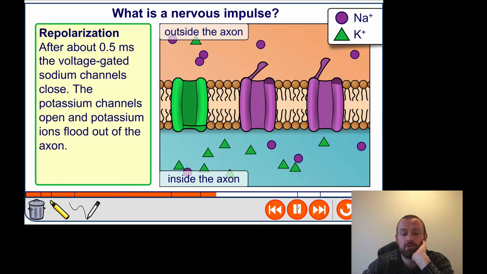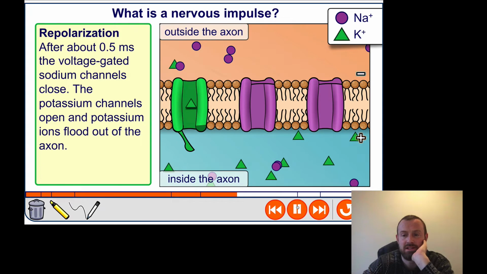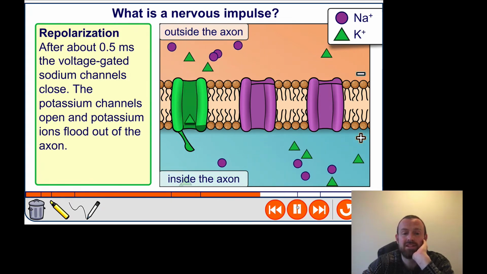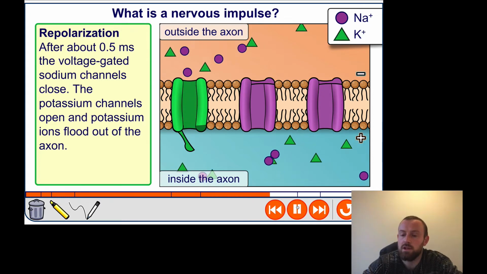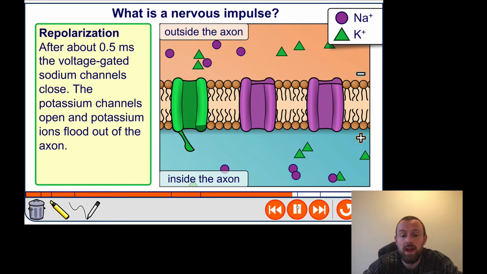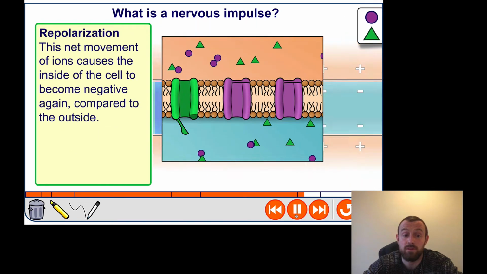Now, after about 0.5 milliseconds, the channels close. They have a timer mechanism, basically. So they close after a brief period of opening. And then there's a second type of voltage-gated channel, which is a little bit slower to open, but they are potassium channels. And when they open, after the sodium ones have closed, they allow potassium ions to flood out of the axon, and these repolarize the axons. They allow positive ions moving out of the axon, therefore turning it more negative. So these are responsible for repolarization.